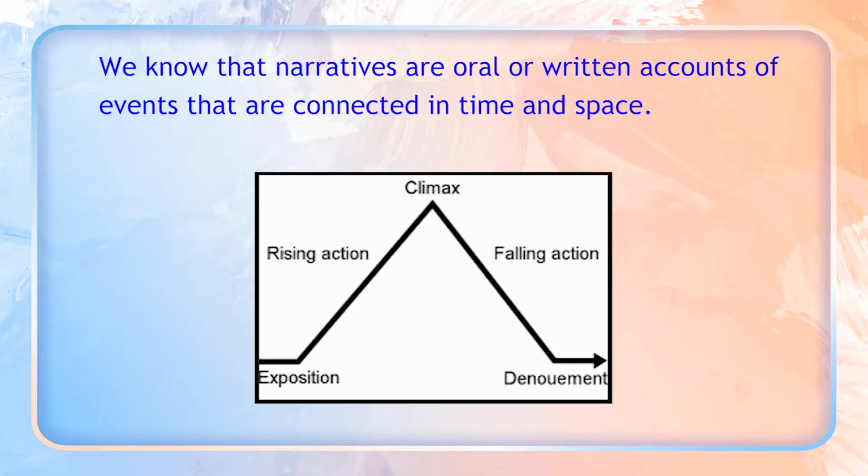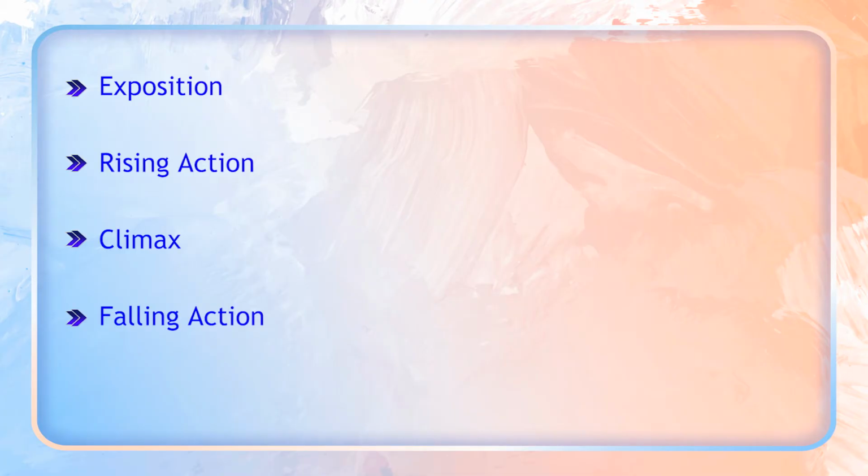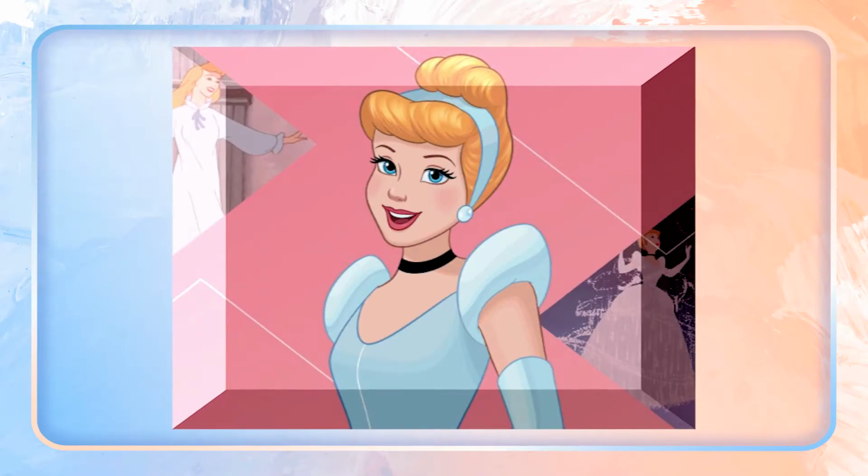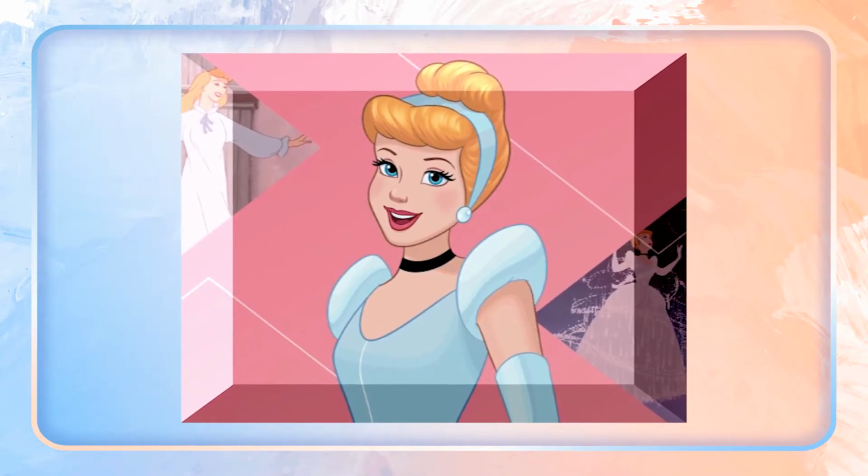We know that narratives are oral or written accounts of events that are connected in time and space. The Story Pyramid describes the 5 key stages for writing a story from start to finish. These stages are exposition, rising action, climax, falling action and resolution. Let's study one of the most popular fairy tales, Cinderella, with reference to these stages.